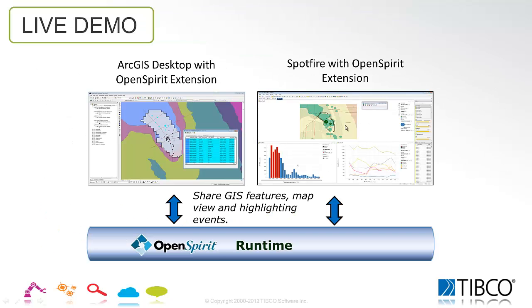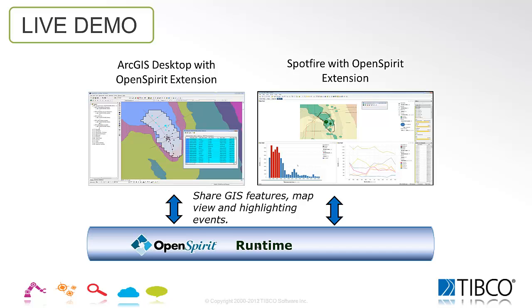Here's a simple picture showing the connections. So instead of having ArcGIS and Spotfire speak to one another, they actually are communicating with the OpenSpirit runtime, and they're broadcasting or receiving messages via OpenSpirit. So these two applications don't know about each other explicitly, but they're coordinated through the OpenSpirit runtime. This means that other applications can also be plugged into the OpenSpirit runtime and can experience the same sort of collaboration.